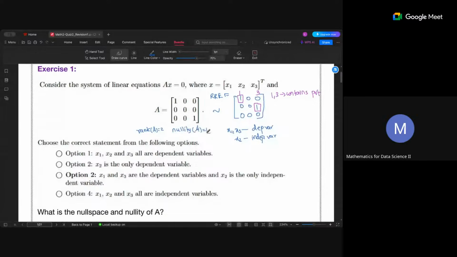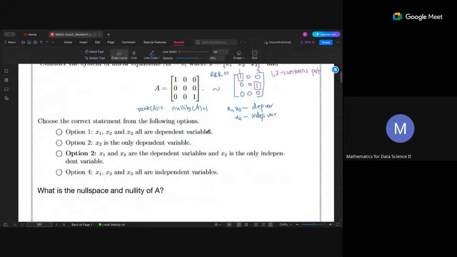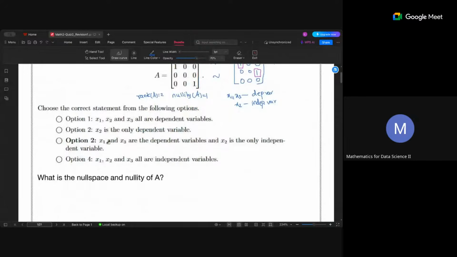Here you see that x1, x2, x3 all being dependent is incorrect. x2 being the only dependent variable is again incorrect. x1 and x3 are dependent variables and x2 is the only independent variable. So this is the correct option. The other options are incorrect.